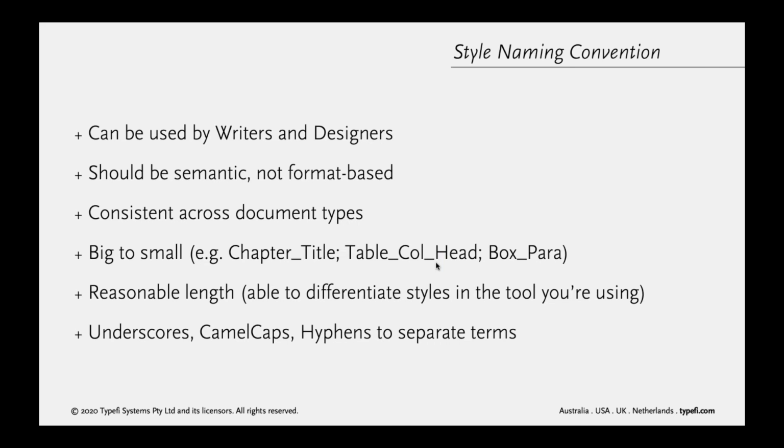Let's start with style naming convention. Style naming conventions help to ease communication between stakeholders. If we're all using the same word for the same thing, we'll understand each other better, and it enables consistency. It can be used by writers and designers. It should be semantic, not format-based. It should be consistent across all document types.